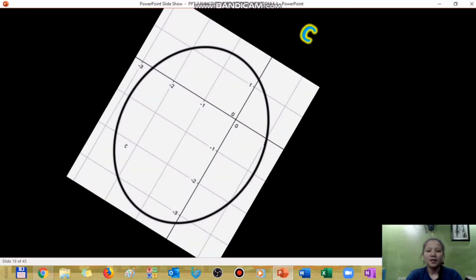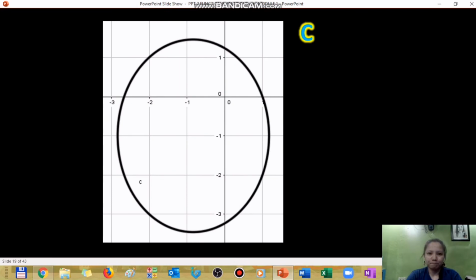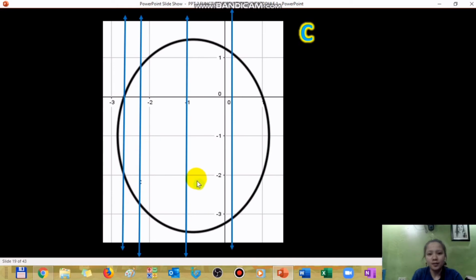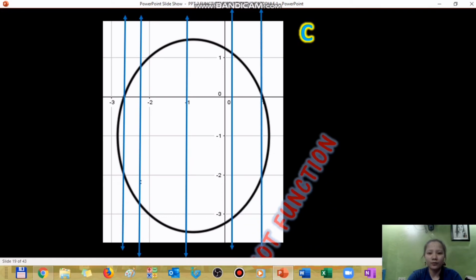Next, letter C. What about this? If you draw again a vertical line, as you notice here, you have the first intersection here, the second intersection here, right? So there are two intersections of the vertical line and the given graph, which is the circle. Since it intersects the graph twice, we can consider this graph as not a function.